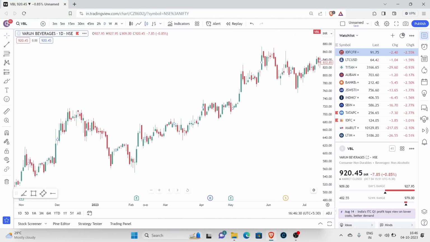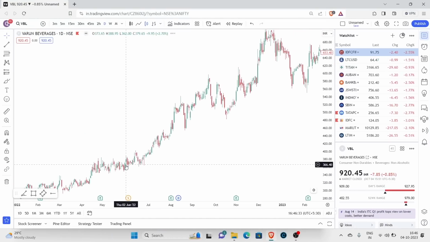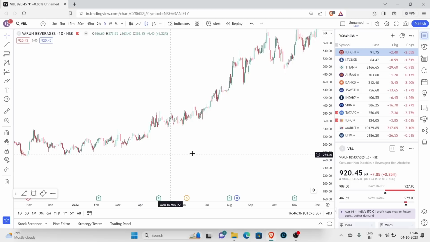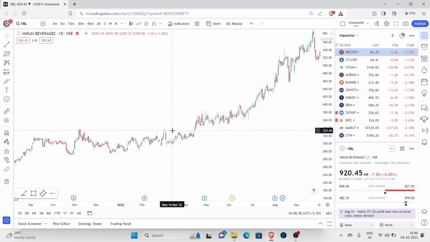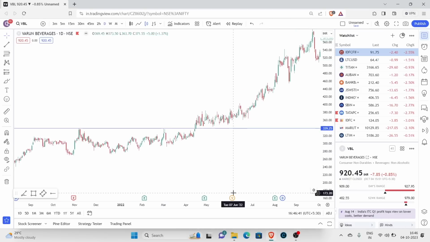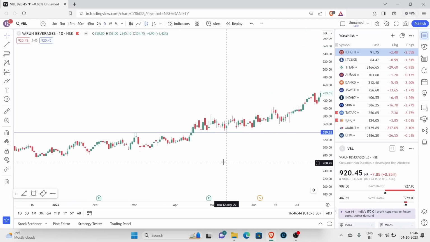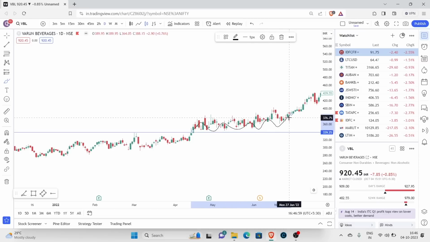So let us say the first entry for us in VBL was taken somewhere around 2022, when it was trading around 300 rupees. I will take the entry once this important resistance is broken above 340, and here I have taken an entry. I am going to simply keep a stop loss below 340, and the stock surprisingly never closes below 340. After consolidating for quite some time, the stock starts to go up.